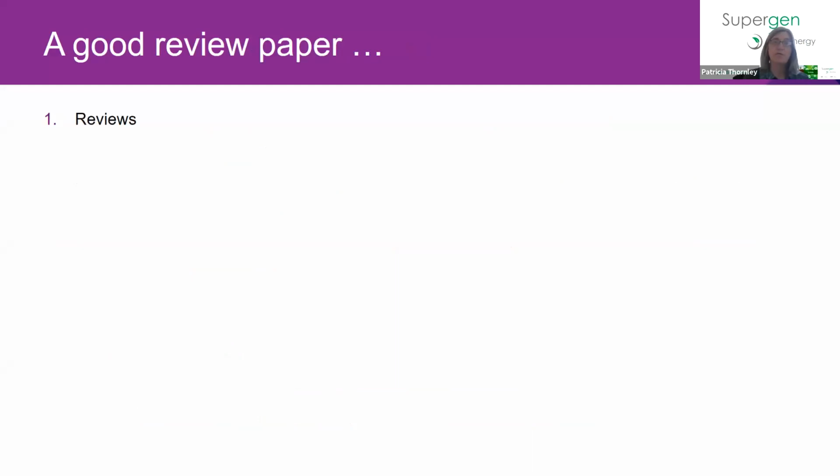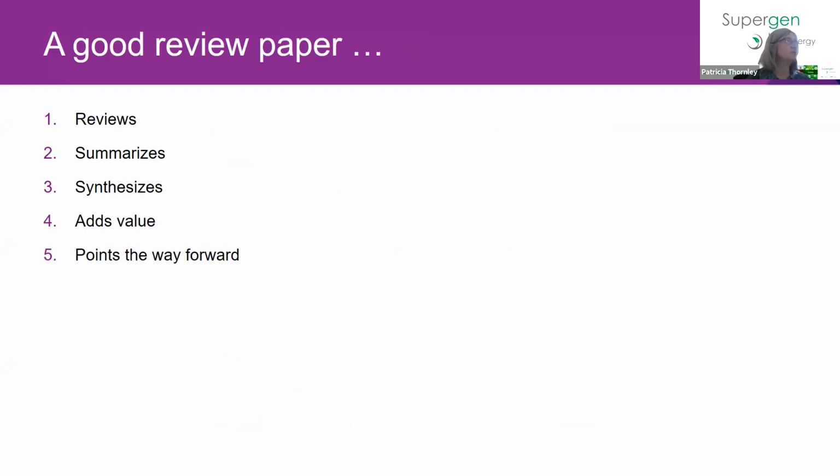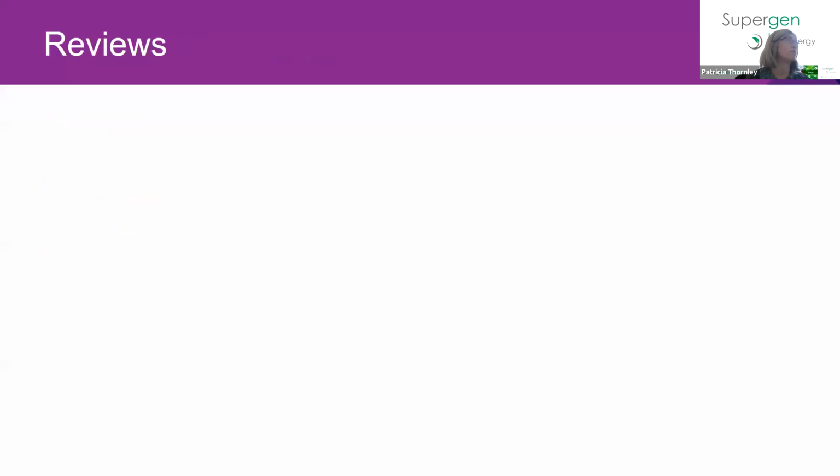So, what does a good review paper do? It's obvious, it reviews. It summarizes, it synthesizes, it adds value. There is no point if you're not adding value, because if the information is already out there in different discrete formats, why not just go to the original contribution? It points the way forward. This is really important, especially for policy-focused review papers. So let's go through each of those one by one and think about what elements we need.